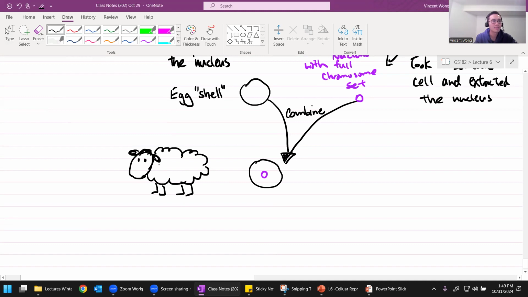No guesses? Well, it's not Dolly yet. Okay, we're gonna make Dolly. That's right, it's gonna carry the egg. So the egg is gonna be put into this third sheep.